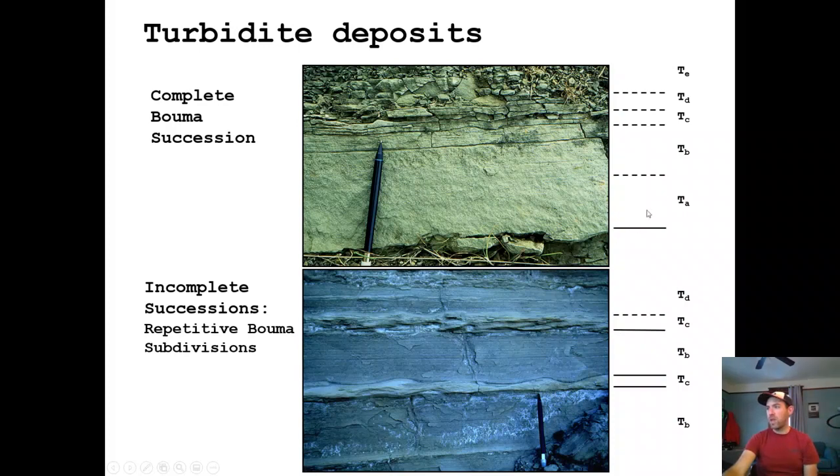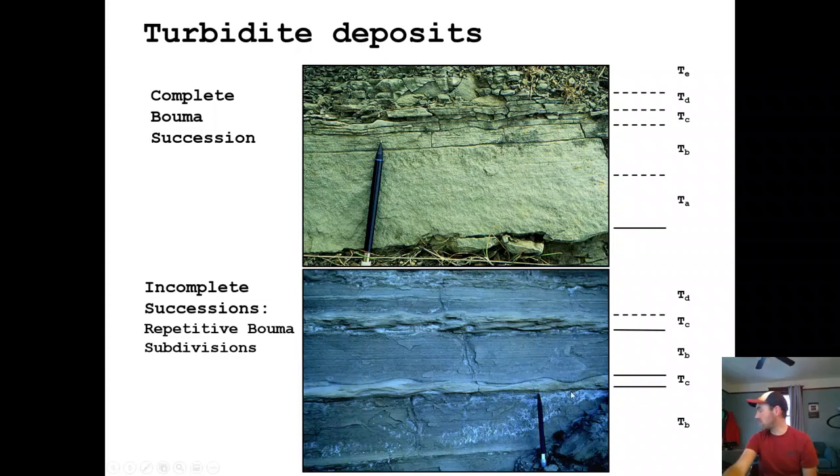Again, your massive sands, then your plain laminated sands, then your rippled sands, right? And then your plain laminated silts, and then muds here, which are recessive in this case and not really very well shown. So this would be a complete Bouma succession. You can see the shape of this base indicates that it's either scoured or loaded into the previously deposited muds.